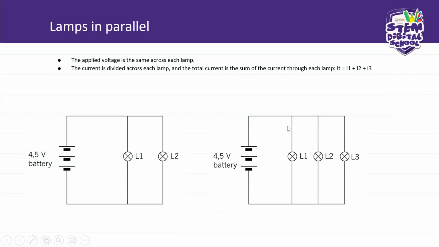You can add whatever number of lamps as output components in this circuit, but the light intensity will be the same. It will be the maximum. Okay.